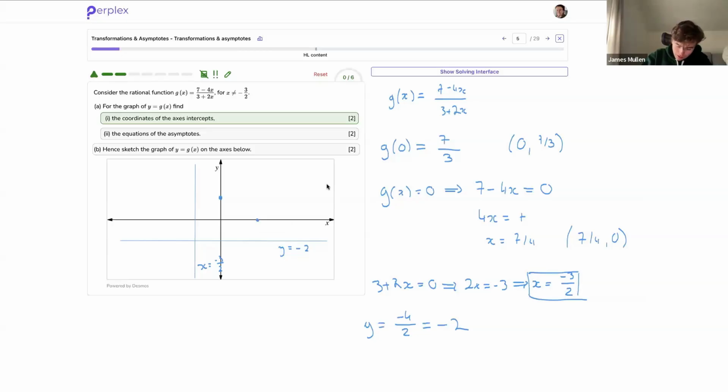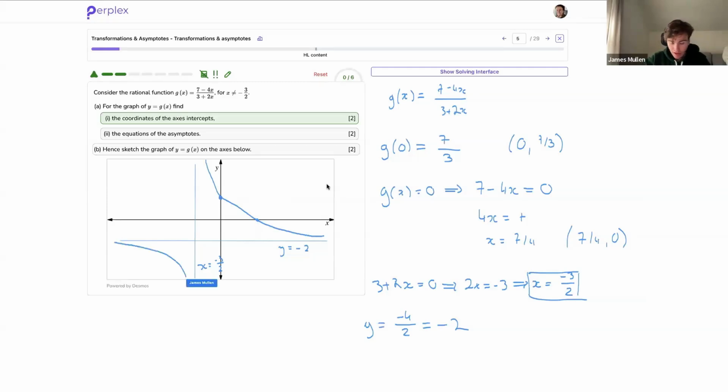That means I know that on this side it's going to be positive. So I can draw this, getting closer to my asymptote. And on the other side, it's going to have the opposite sign, right? Because 3 plus 2x changes sign here, and 7 minus 4x changes sign here. So on this side, it's going to be over here.